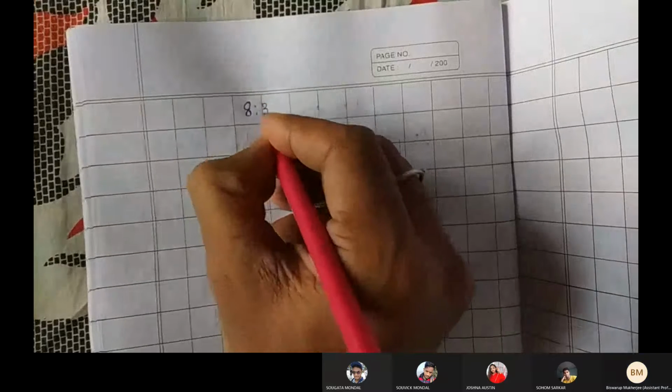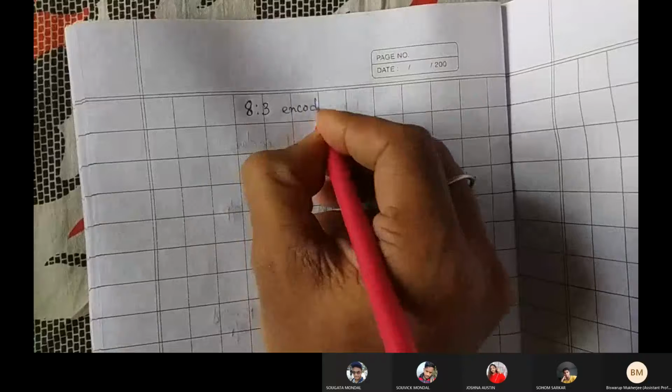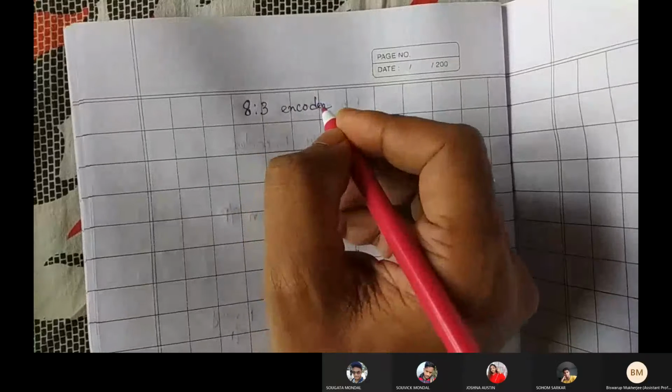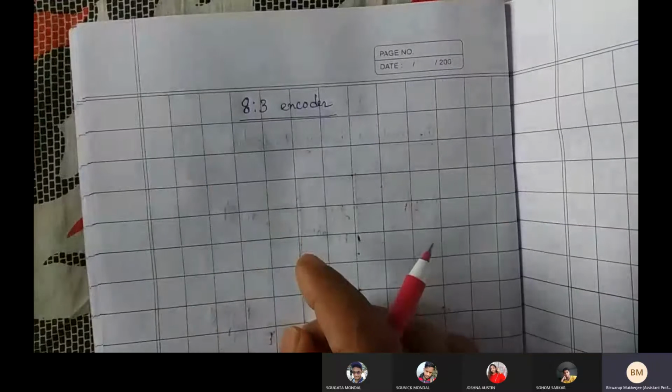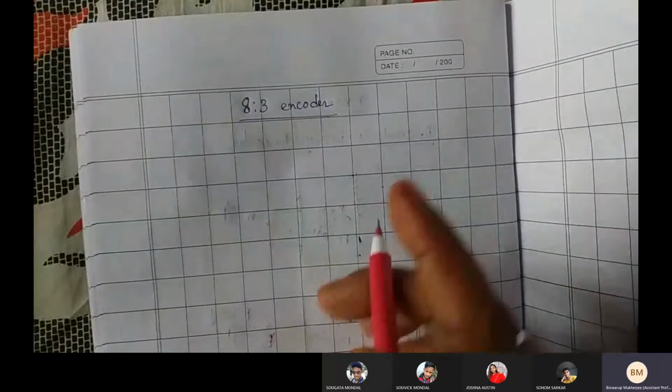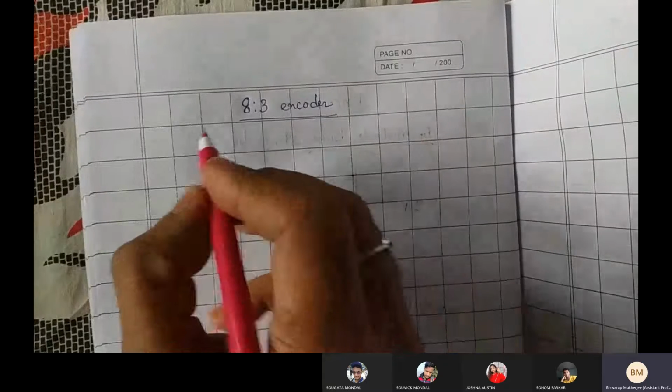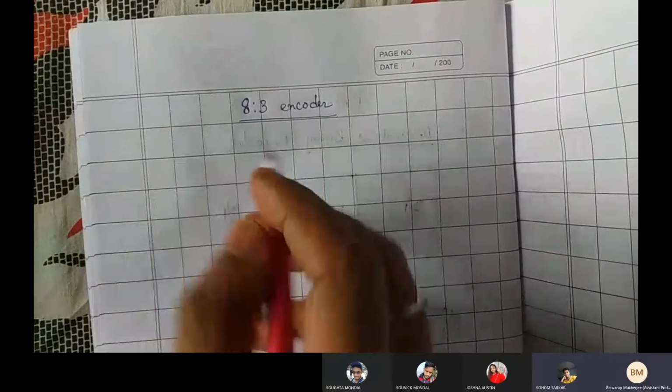So last day we discussed the 4:2 encoder. Now let us come to the next one, that is the 8:3 encoder. In the case of an 8:3 encoder, obviously there will be 8 inputs.